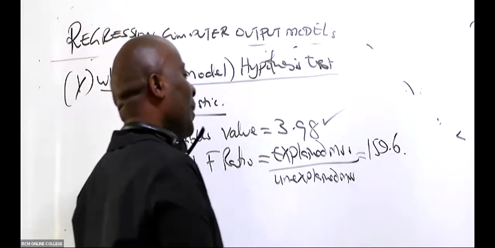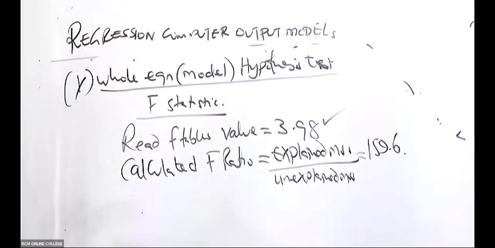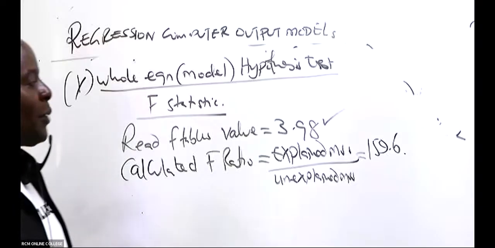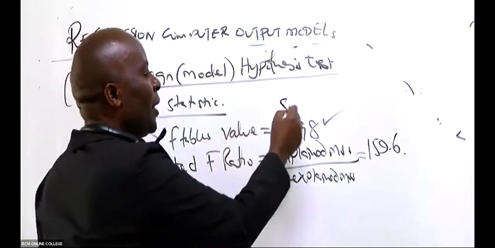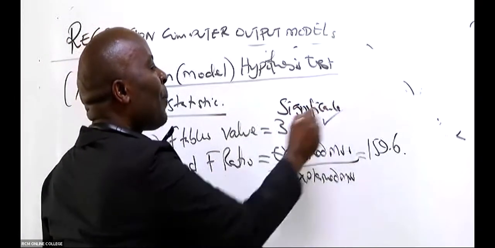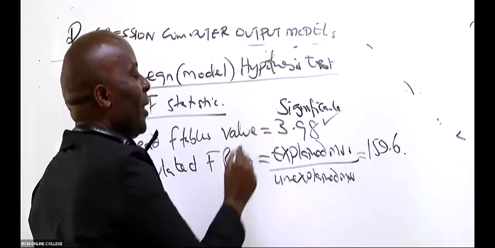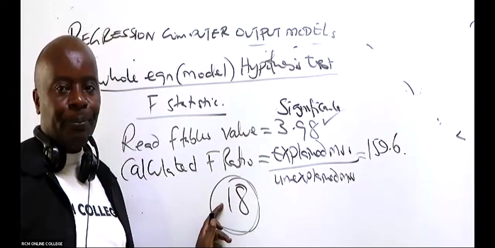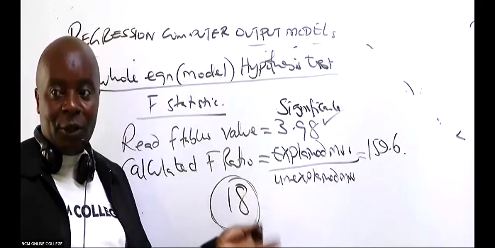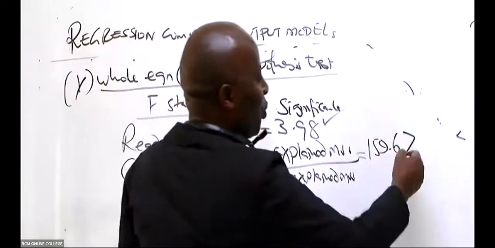So, ladies and gentlemen, please listen to me very well. The figure that we have here is much bigger than 3.98, because this is the significance. The one you read is the significance, telling us that any model whose F is bigger than this is significant, just like in Kenya we look at the significance age of adulthood to be 18. Anybody who has more than 18 years is an adult. So 159.6 is more than 3.98.